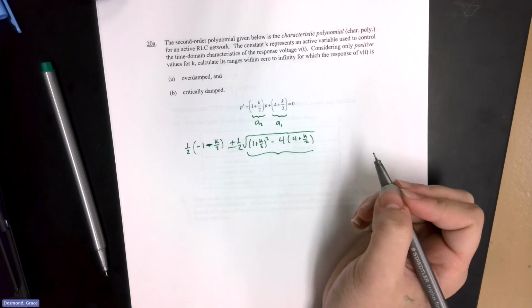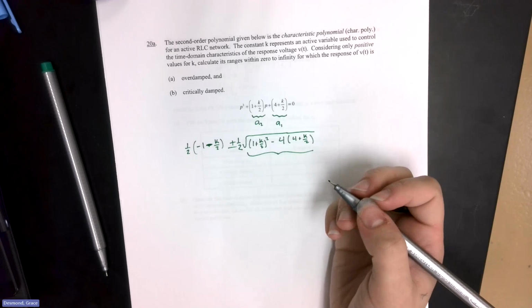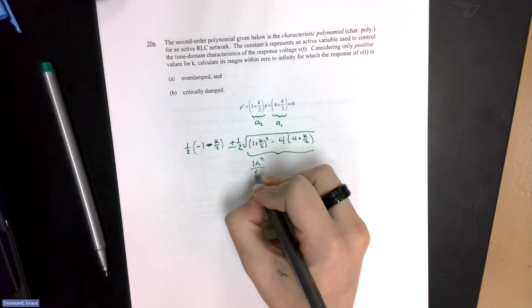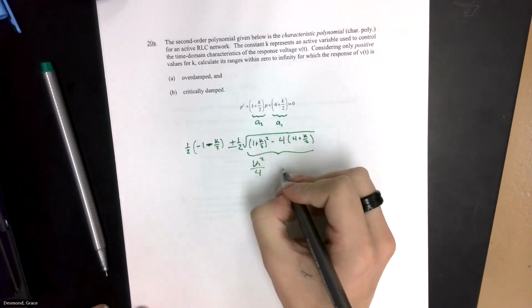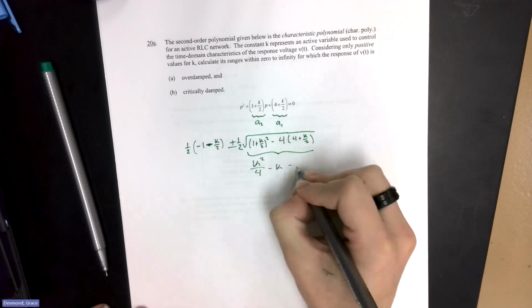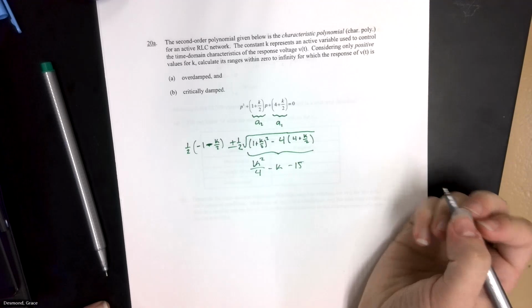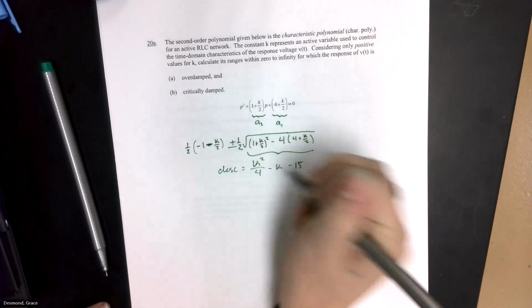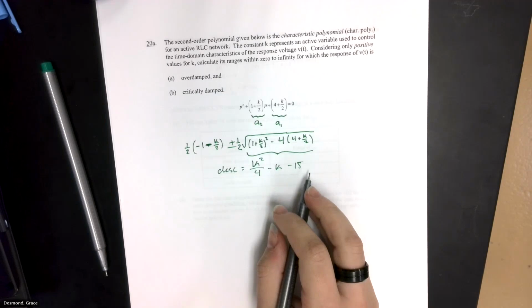Okay, so I'm just gonna tell you what this simplifies to. You multiply it out and it turns into a quadratic of k squared over 4 minus k minus 15. Are y'all fine with me just doing that? Makes sense. So this is the discriminant.